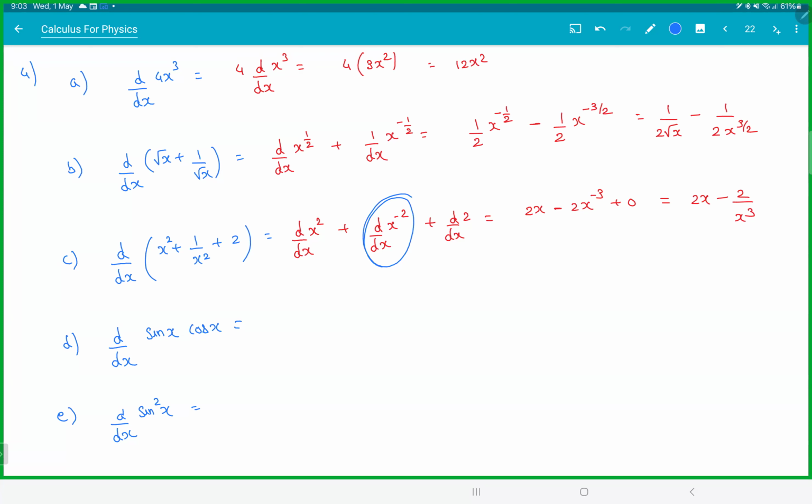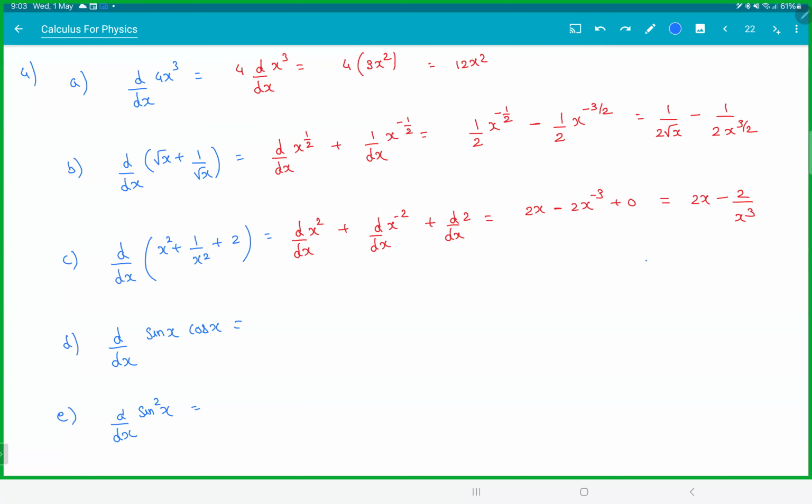Minus 2. So put it in the formula. What do you get? So minus 2. Oh yeah, I got it. Okay, like that. Got it? Minus 2 x power minus 2 minus 1. So it is minus 3.